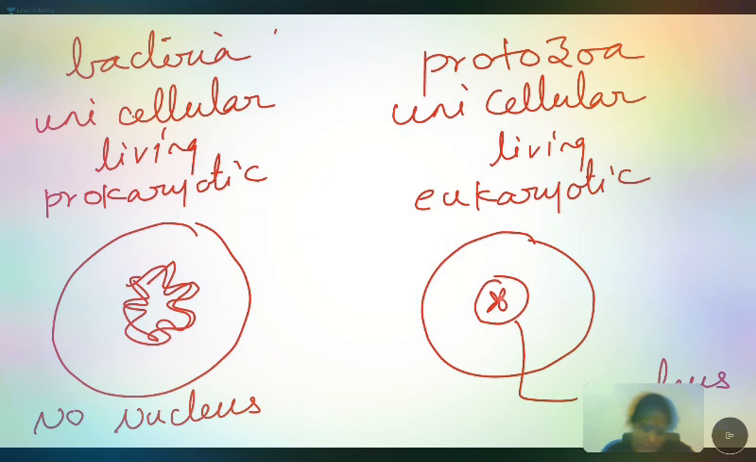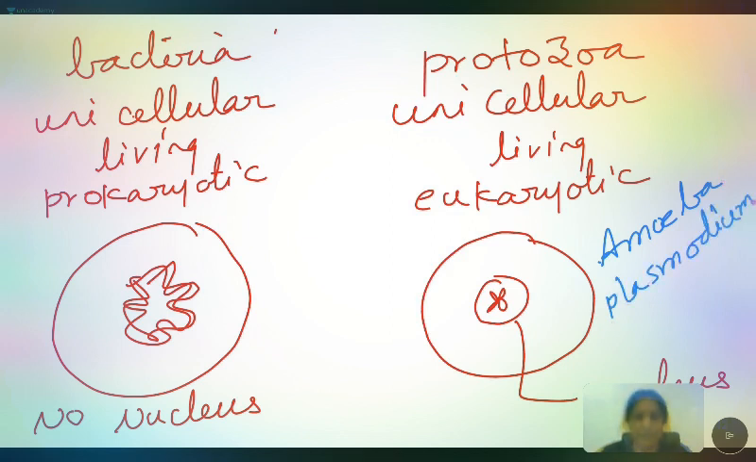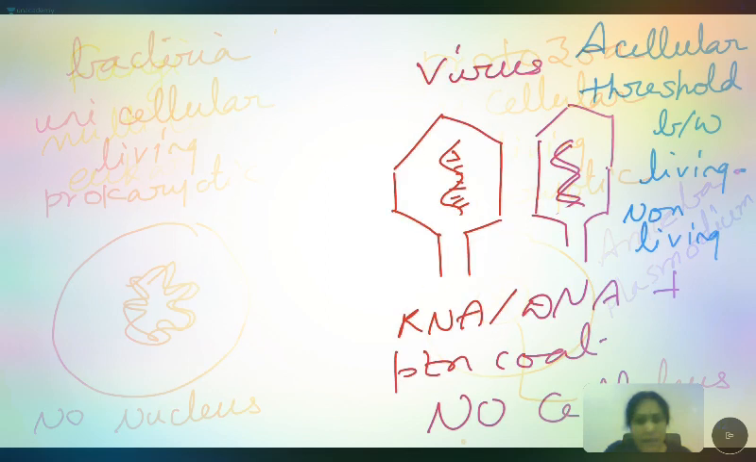Example: amoeba. Then Plasmodium. Plasmodium falciparum that we studied, that's a protozoa. Is it clear? Then after that we have fungi. Fungi are multicellular, and of course eukaryotic. Is it clear? So do you agree they are in increasing complexity?